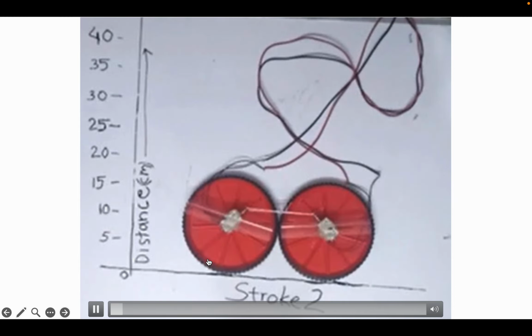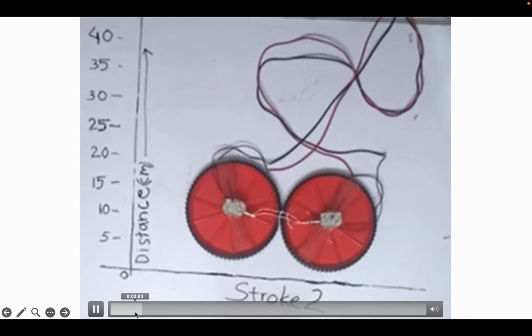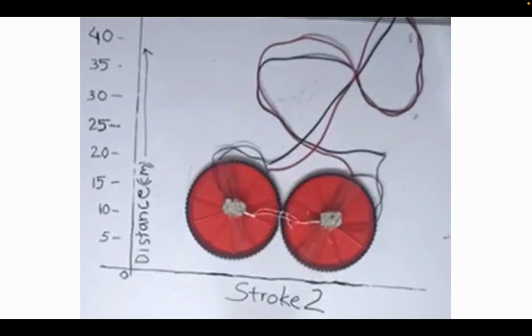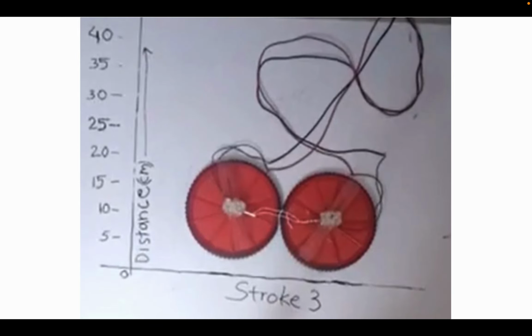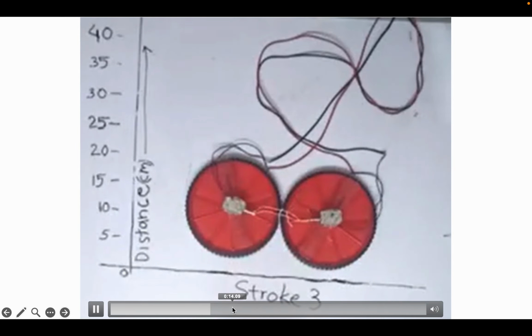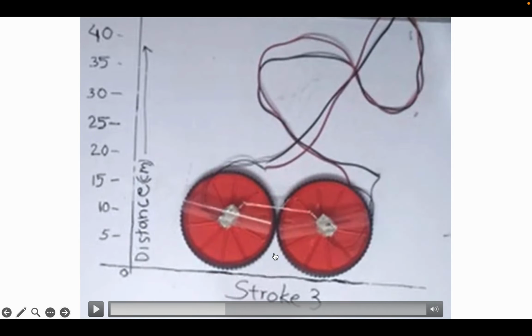Okay, let's play this. Did you see the movement? It's forward, but let's see. Okay, I want to pause this and see. I think around 2 cm of distance is covered. Okay, let's pause it and explain it.